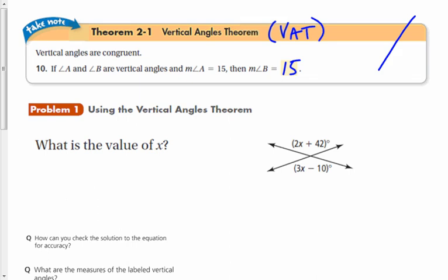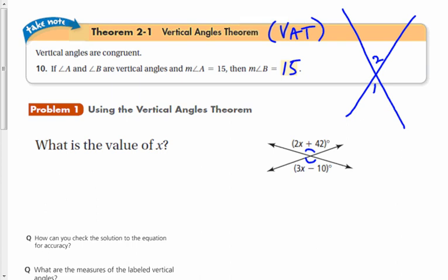Vertical angles, just to remind you, are if you have two intersecting lines, the angles that are opposite, these two are vertical angles, then it turns out that they're always congruent. And we'll prove that in a little bit here. But right now we're just going to use that. So we can see that these two angles should be congruent.